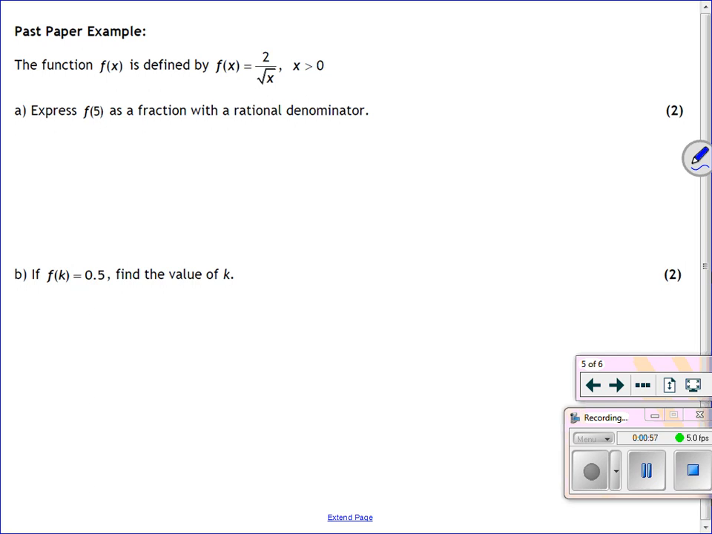So we start with the exact same thing that we did before. We're asked to work out the value of f of 5, so I'm going to replace x with 5 as the value of x. So I can say that f of 5 is equal to 2 over root 5.